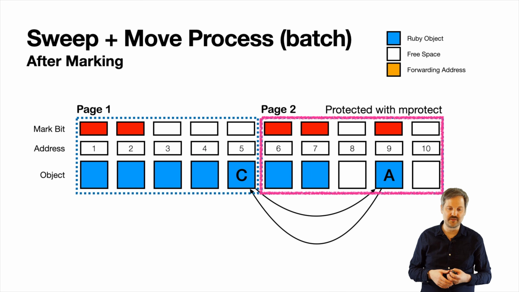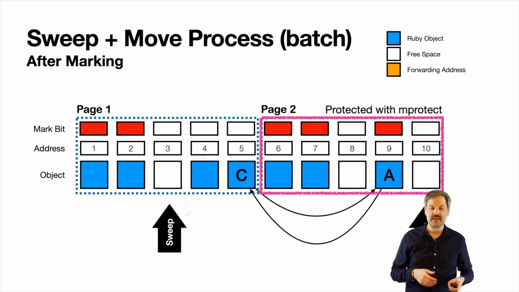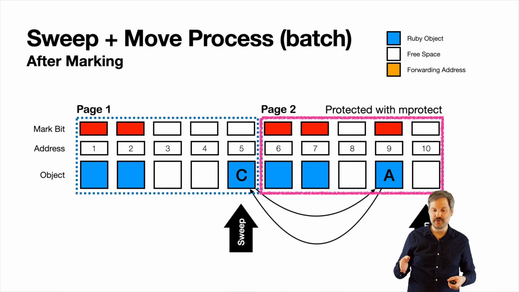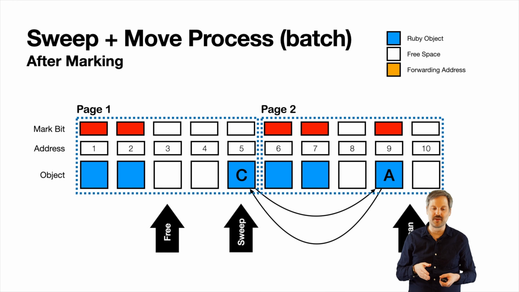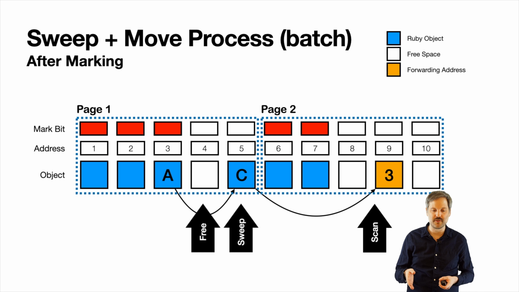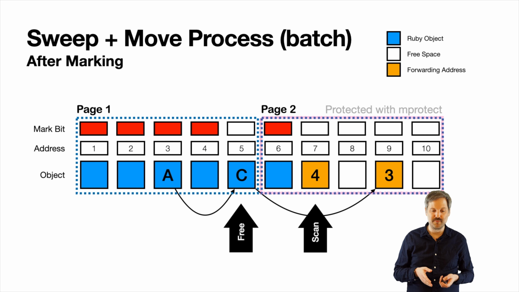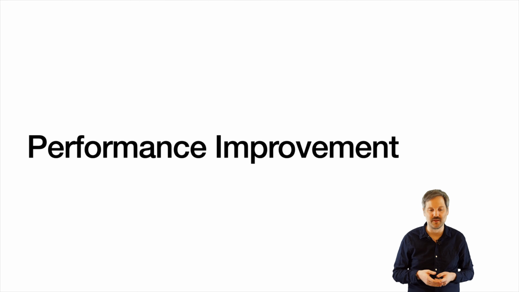So let's take a look at the algorithm. To batch up movements, first we sweep a page without moving any objects. Now, once the sweeping pointer gets to the end of the page, then we'll pause the sweep process. And unfortunately, this means we have to introduce a free pointer, which will scan the page for any free slots. And as soon as we find a free slot, we can move objects to that location. So we'll unprotect the page, use the free pointer to find any free locations, and then move objects. And when the free pointer meets the sweeping pointer, we know that we're done packing that particular page.